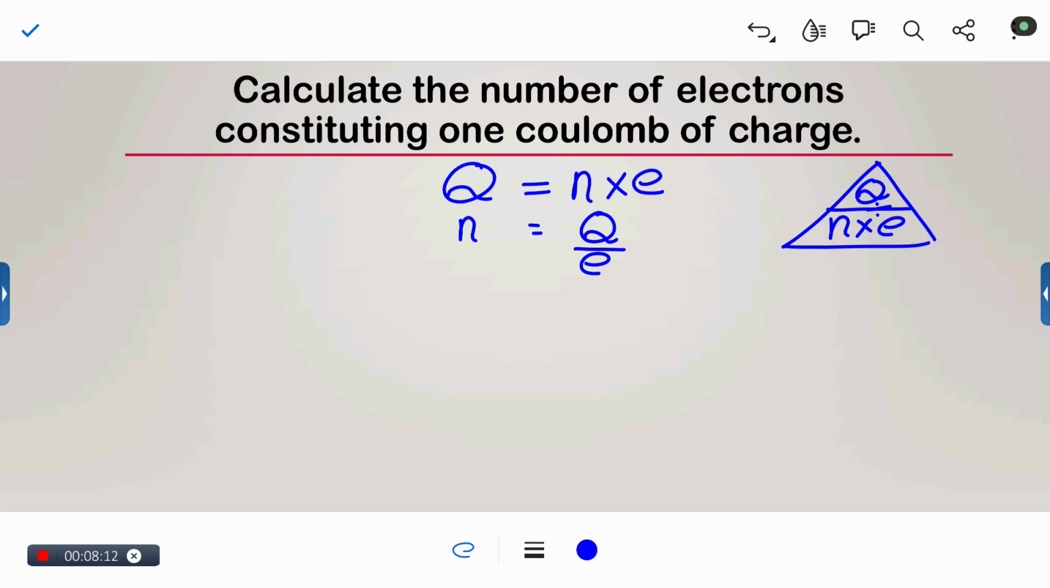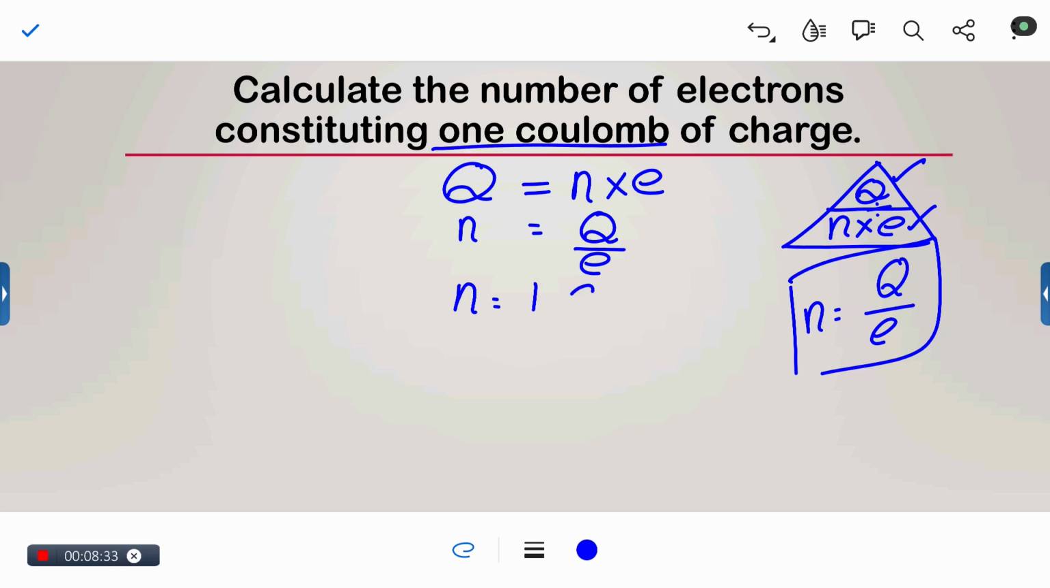So here we need N. Hide the letter N alone. The remaining 2 letters you can see: one is Q and another one is E. Both are located one below the other. That states that it is in the form of a division. So N is equal to Q by E. Now substitute the values. What is the value of Q over here? 1 coulomb. So 1 C by, what is the value of an electron's charge? 1.6 into 10 to the power of minus 19 coulomb.